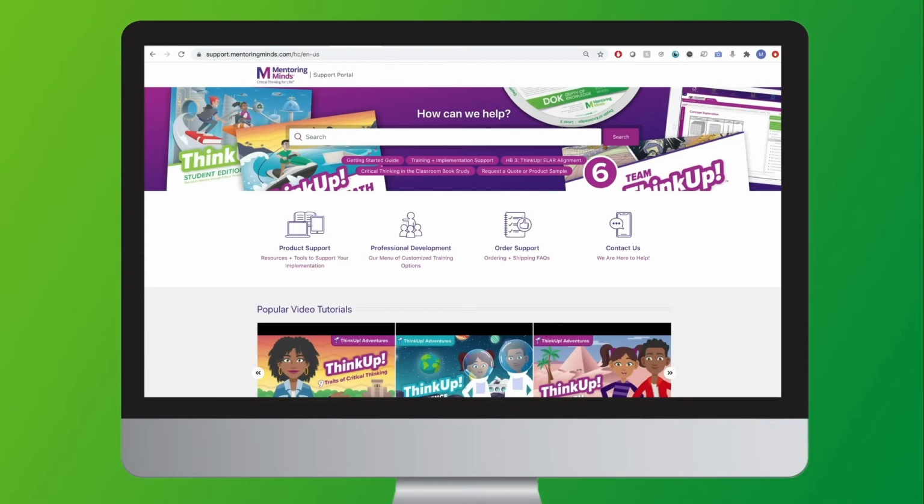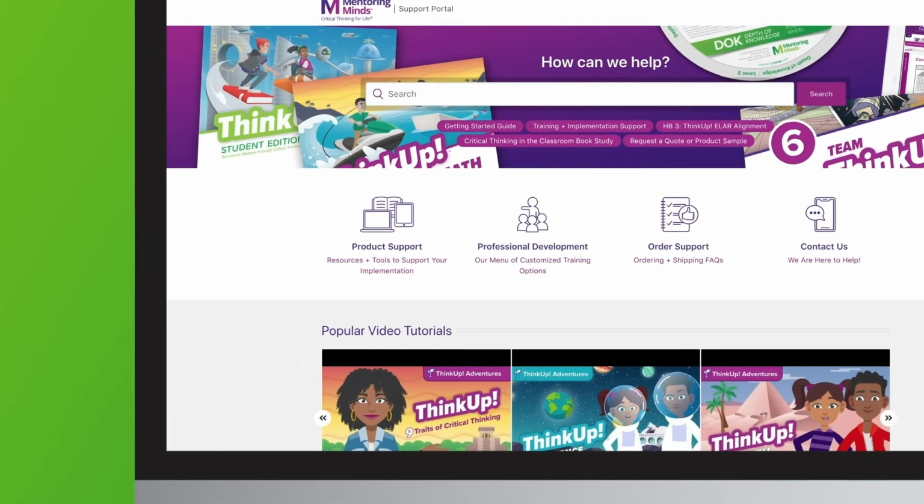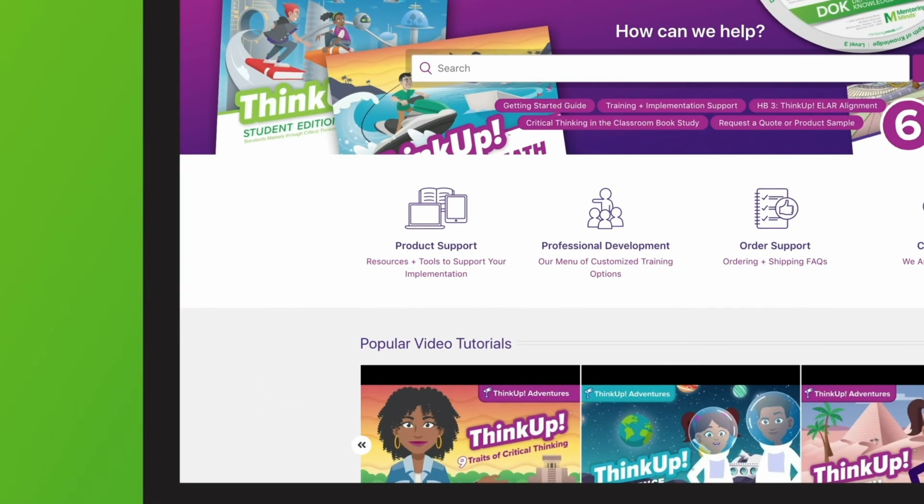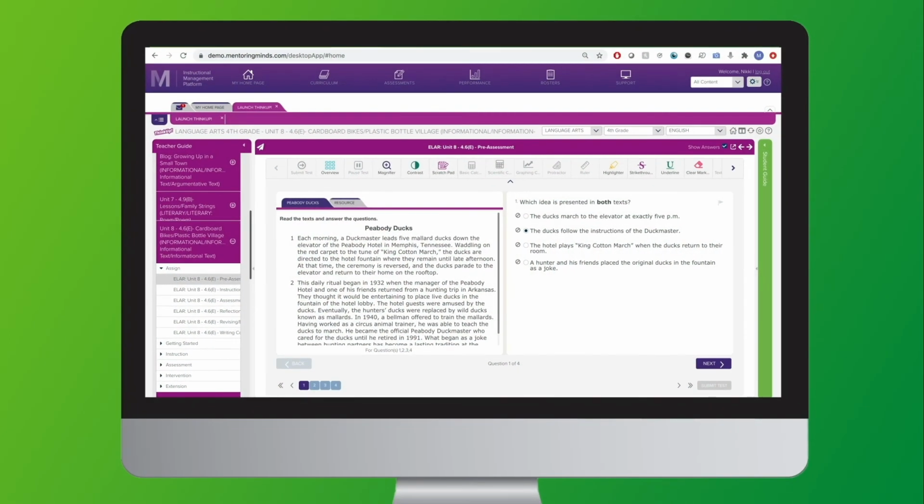ThinkUp includes a pre-assessment for each unit in grades 2 through 8. The pre-assessment monitors prerequisite skills addressed in the unit and helps teachers gauge the appropriate level of support needed during instruction. The pre-assessments are not found in the student editions. Teachers can go to support.mentoringminds.com under the product support icon to receive PDF versions. Or digital access users can assign pre-assessments to their students within the online system.